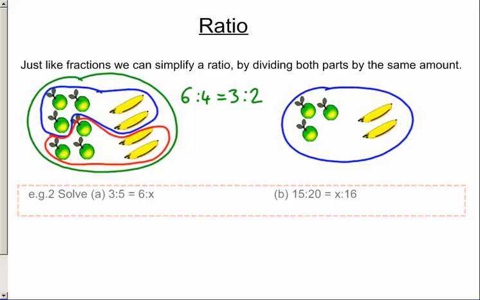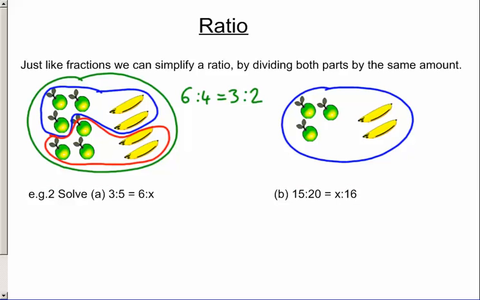If 3 to 5 is equal to 6 to x, there's 2 ways we can solve this. The 2 ways are, well, we can look at what we have to do to get from 3 to 6. We have to do the same to get from 5 to x. So we have to times by 2. So we have to times by 2 here as well, which means x is going to be 10.